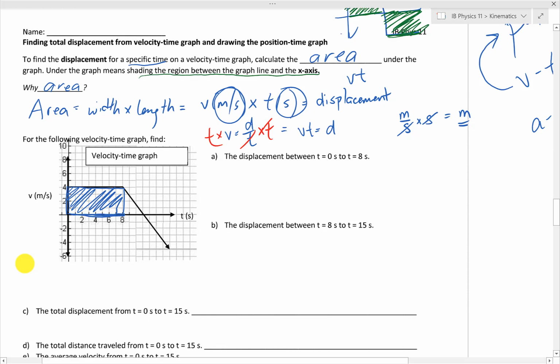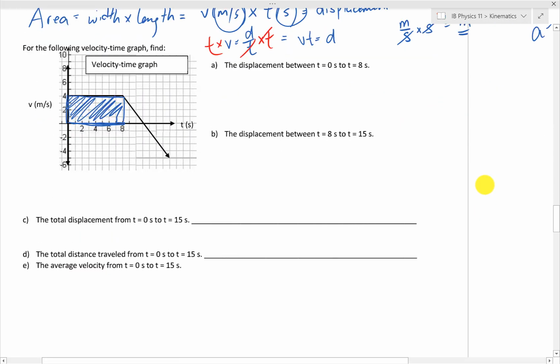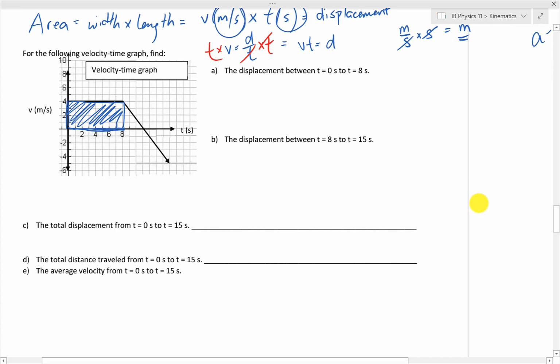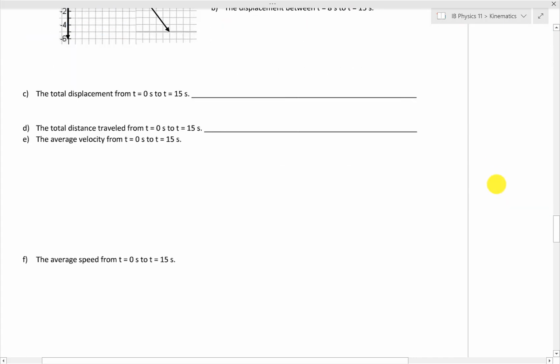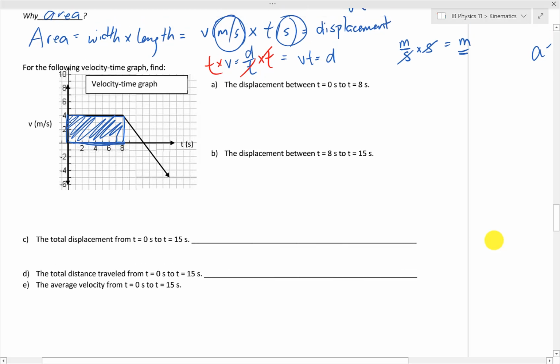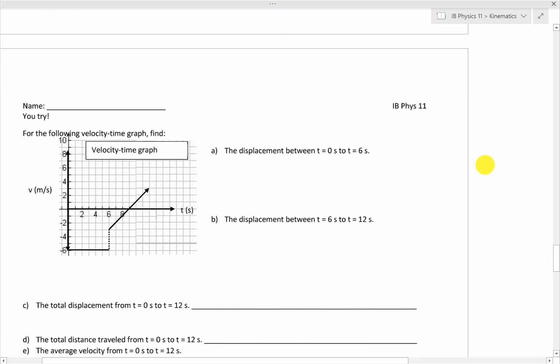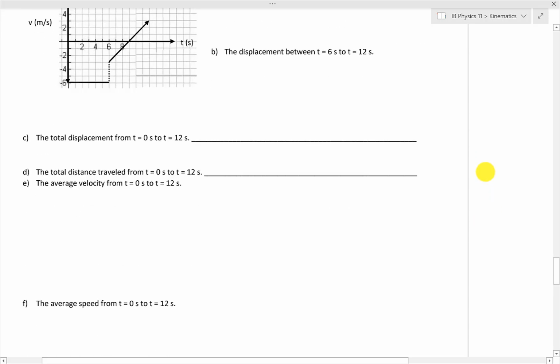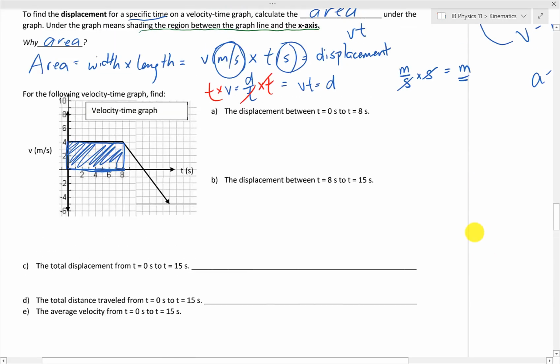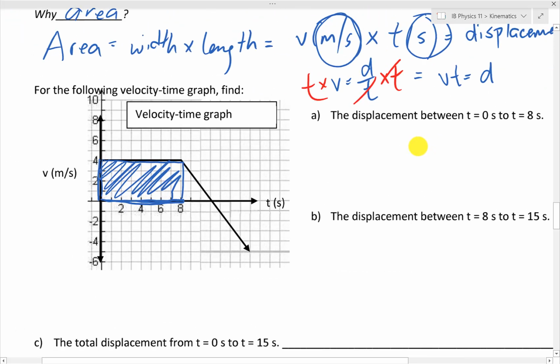So let's do some practice. For the practice, I have questions A all the way down to F for analyzing a velocity time graph, and then I have another problem down here below for you to try afterwards. Okay, so let's get started.